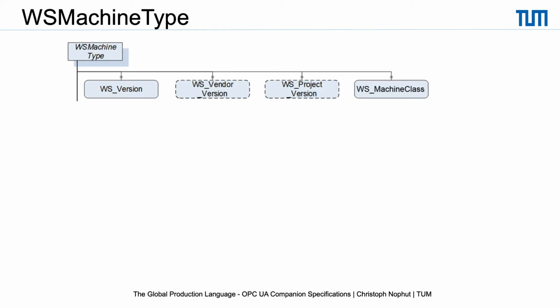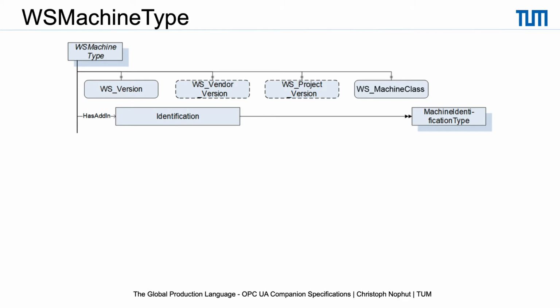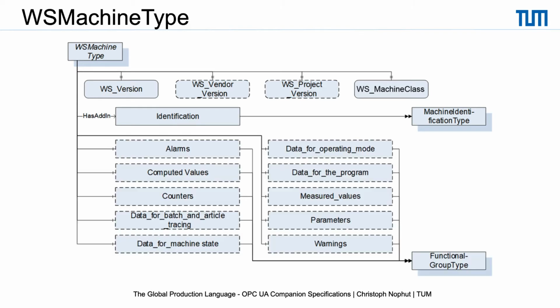The WS machine class describes which class was selected out of our domain tree. The second information of the machine type is the identification. That identification comes out of the companion specification for the machinery, which was released, or the release candidate was published in May 2020.